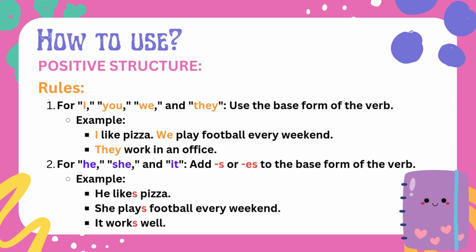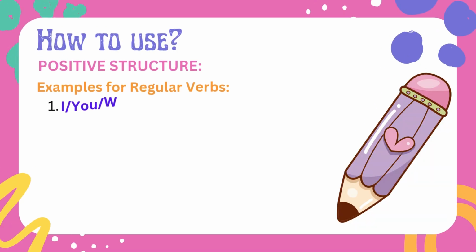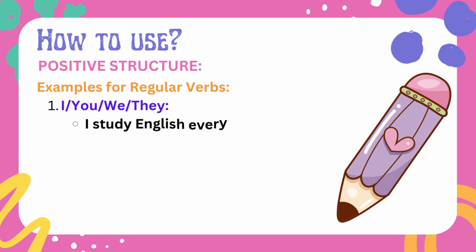For he, she, and it, add s or es to the base form of the verb. For example, he likes pizza. She plays football every week. It works well.